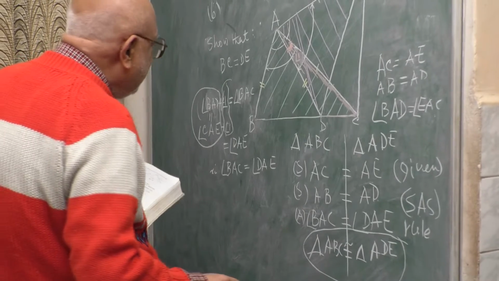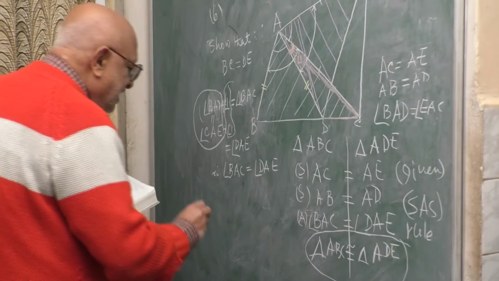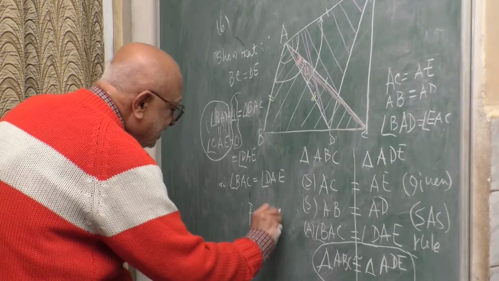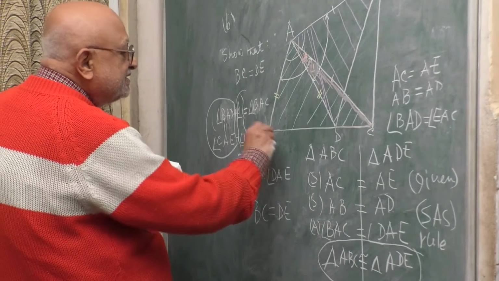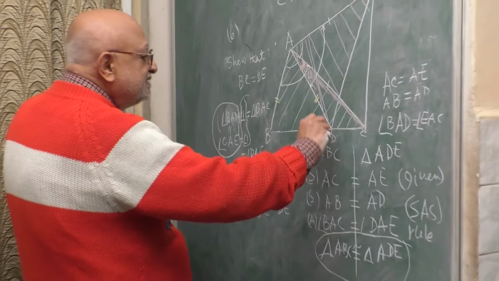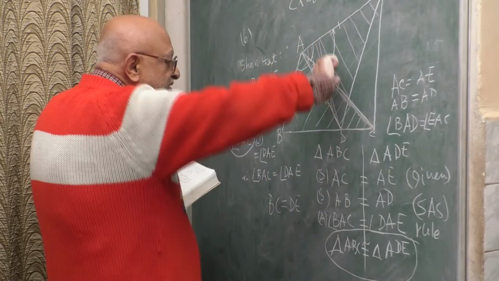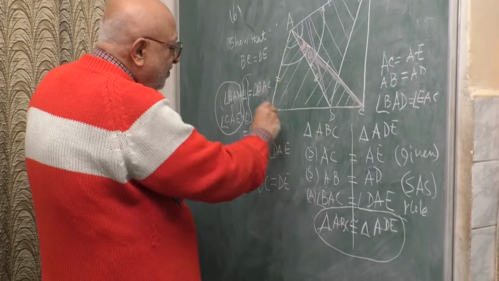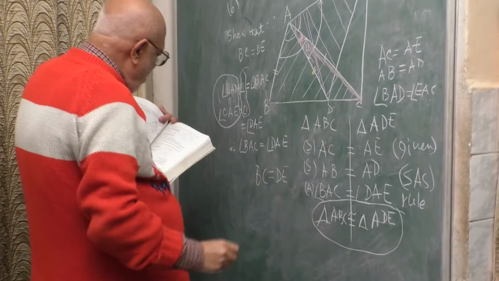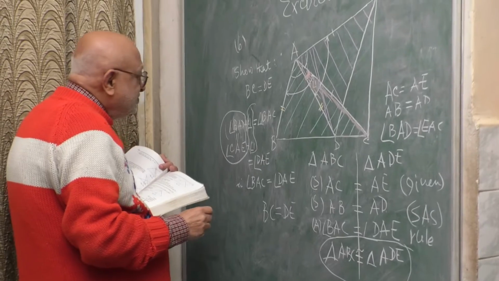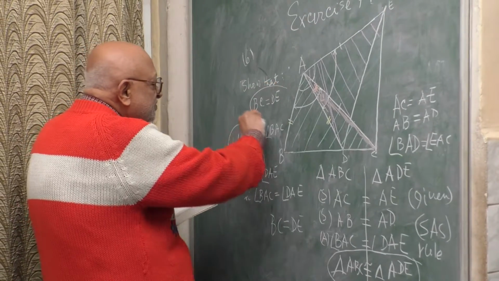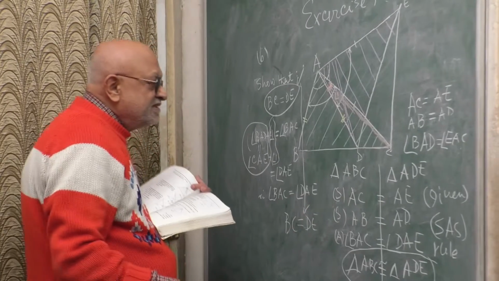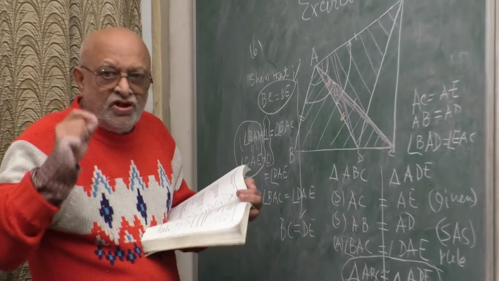So in that way, I can easily write BC is equal to DE. This is BC and this is DE, the corresponding sides. You can turn it and you will find DE falls on BC. Okay, that is what it has been asked to prove. So this is proven.